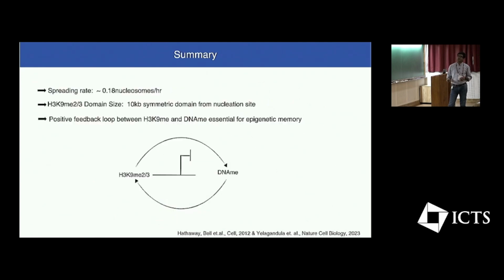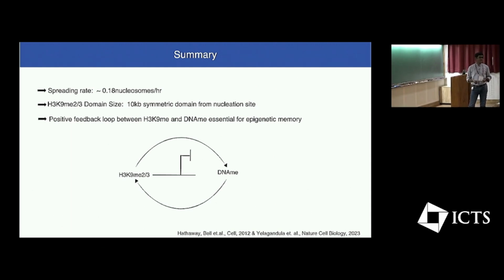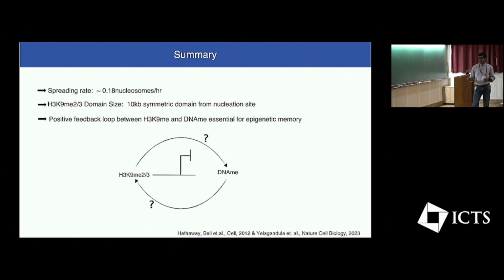So from this data, we found that the H3K9 methylation domains spread around 0.18 nucleosomes per hour, and these H3K9 domains are formed around 10 kb symmetrically from the nucleation site. And we find that a positive feedback is driving the epigenetic memory in mammalian cells. So then we asked, what are the factors which are recognizing H3K9 methylation and driving the DNA methylation? And from the DNA methylation, what is again feeding back to enhance the H3K9 methylation?